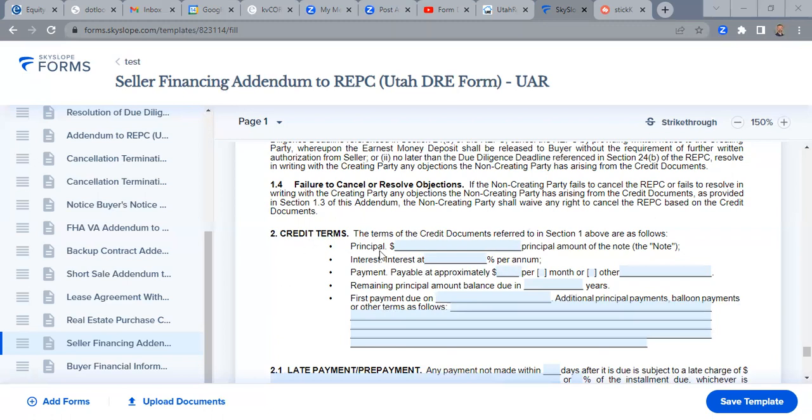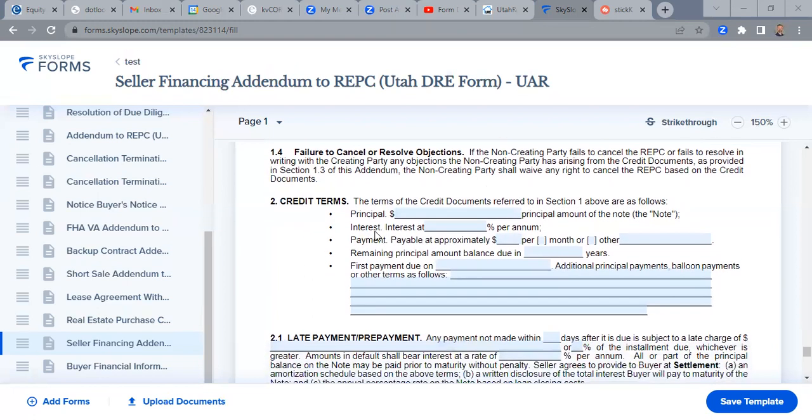Now, the terms of the credit document. These are the terms in the note that's going to be recorded on the title of that property. We're going to outline all the terms. And so this is just like a bank's loan, right? So we've got the principal, the interest, and this is where you could possibly involve your lender and say, hey, what do you think some good terms would be? I've never set the terms of a loan before.